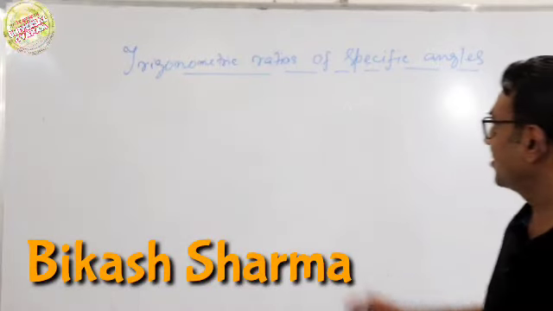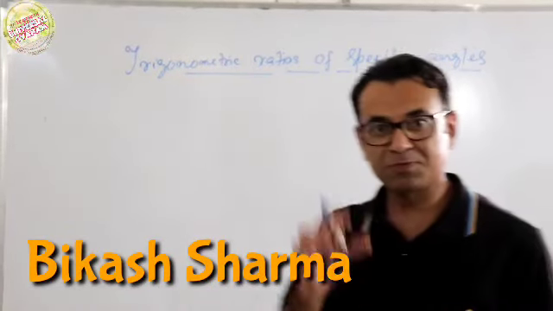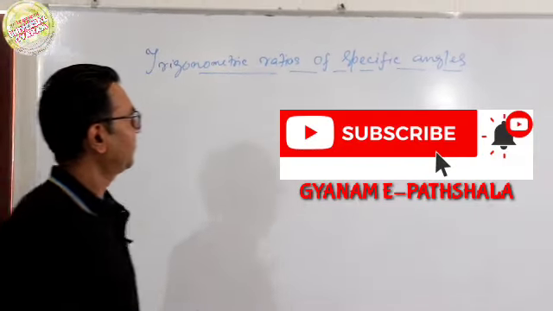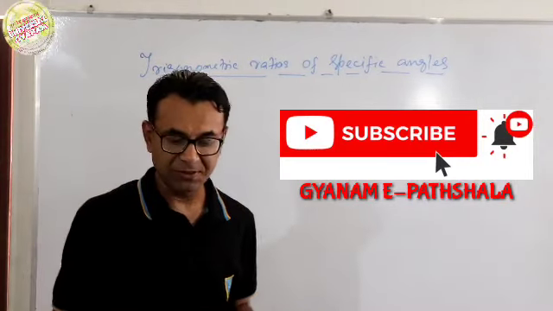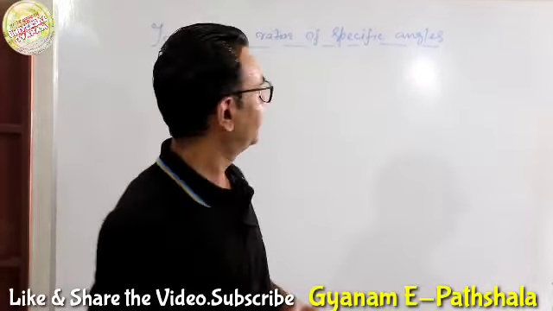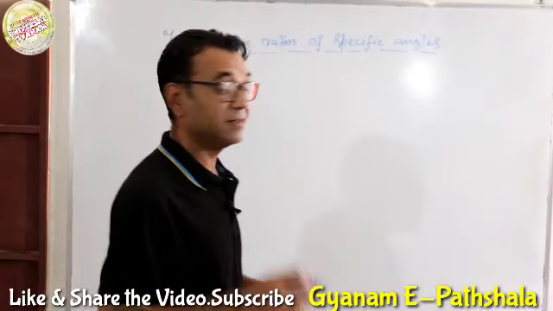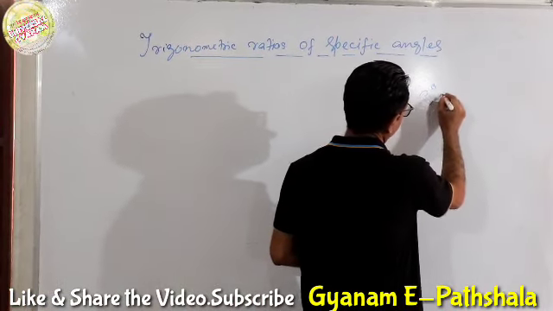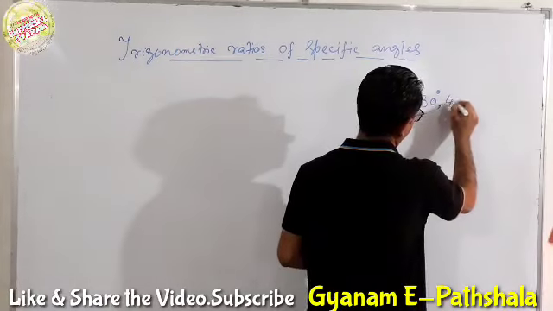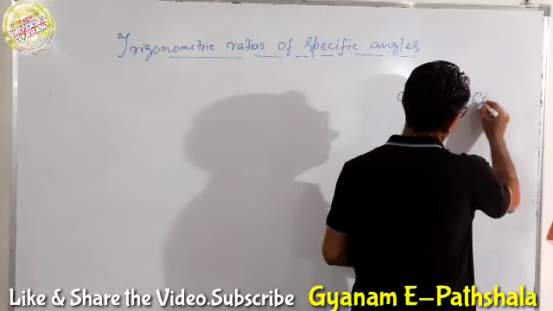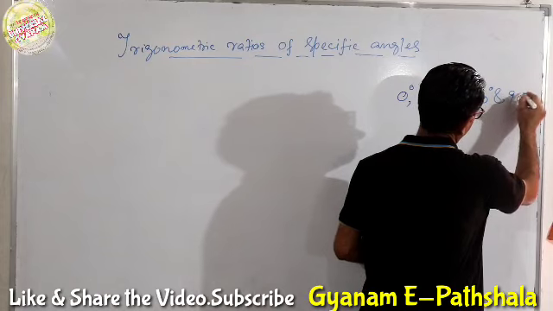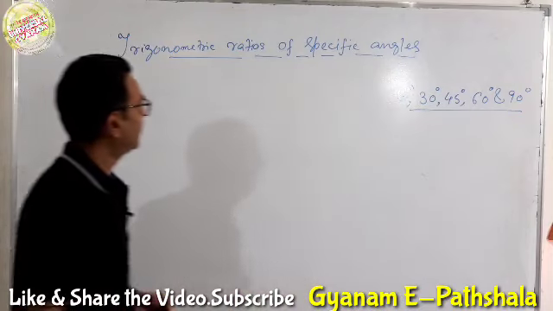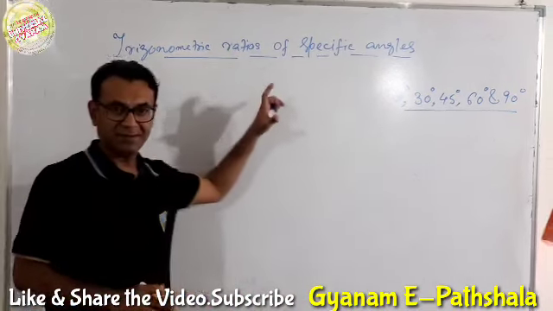We are now coming to the trigonometric ratios of some specific angles. These specific angles are those which are easier to note, and based on which we can calculate the ratios of other kinds of angles. Now what are these specific angles? 0 degree, 30 degree, 45 degree, 60 degree and 90 degree. These 5 angles are called specific angles here at the level of class 10.